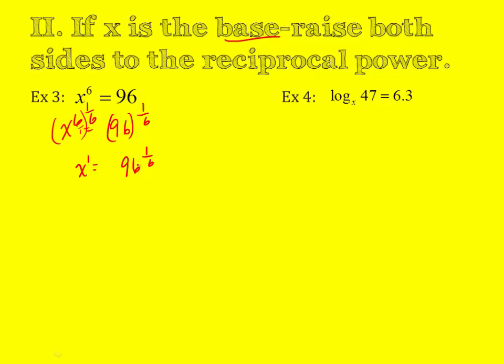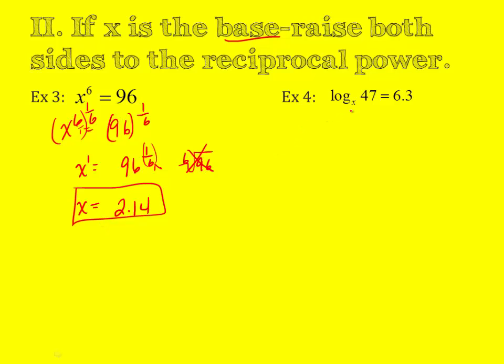Now, you can type that in your calculator. Remember, that's like the 6th root of 96. Don't worry about typing this in your calculator. You can type the exponent as a fraction. So type in 96, little caret, and write this as a fraction. When you do that, you will get 2.14.